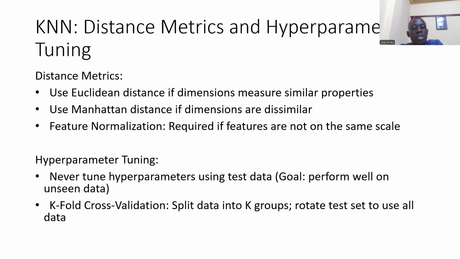So we do hyperparameter tuning through cross validation, where we split data into k groups, then you rotate the test set to use all the data. So this prevents data leakage.